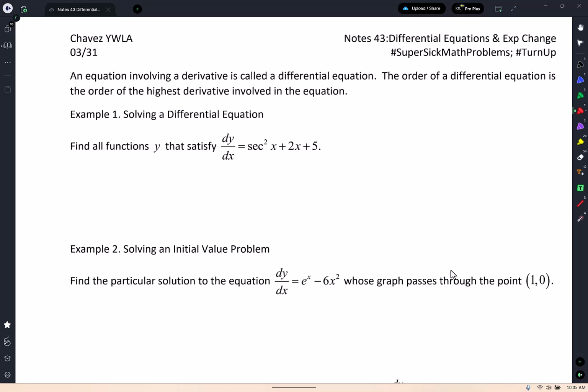An equation involving a derivative is called a differential equation. The order of a differential equation is the order of the highest derivative involved in the equation. We're going to be dealing with primarily first order. We'll let your Diffy Q class talk about homogeneous second order equations, damped, undamped systems, all that good stuff.